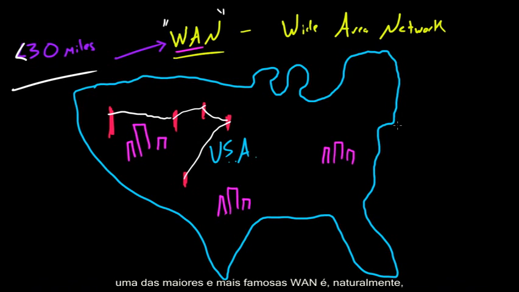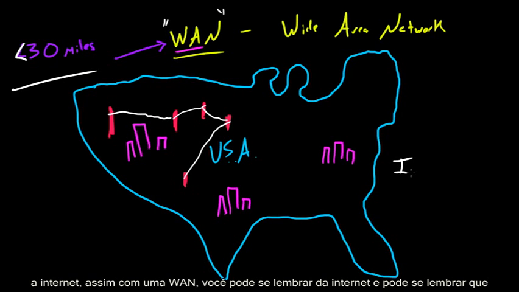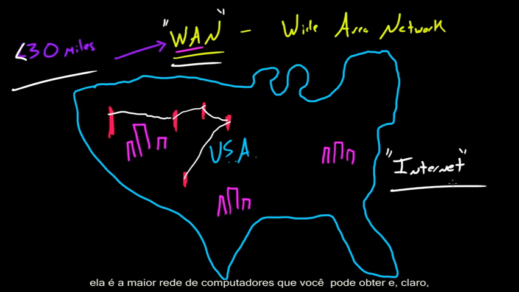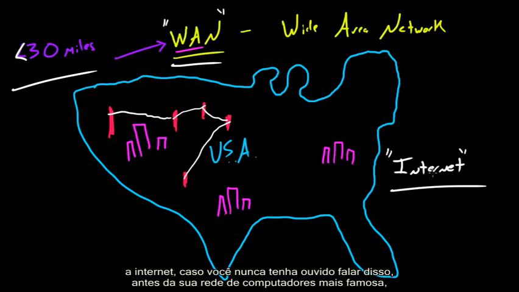And the biggest and most famous WAN is, of course, the internet. So a WAN, you can remember the internet, and you remember that nothing is bigger than a WAN. It's the biggest computer network you can get, and of course the internet, in case you haven't heard of it before, is the most famous computer network.